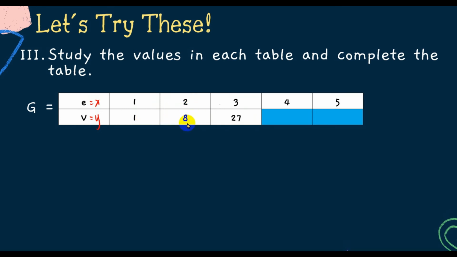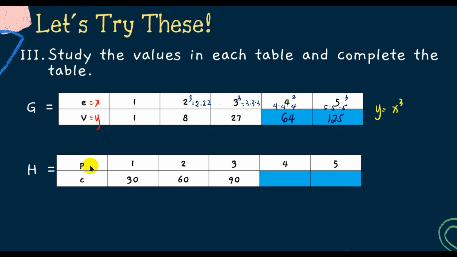So, dito po sa 2 and 8, kung mapapansin nyo po, etong 8 ay ang cube of 2. So, that means meron tayong 2 times 2 times 2 at ang sagot ay 8. Ganon din dito sa 3, 3 times 3 times 3 is 27. So, ganun din po yung gagawin natin dito. 4 cube is 4 times 4 times 4 and that is 64. Also sa 5, 5 times 5 times 5 is 125. So, if we are going to write the rule for this relation, pwede nating sabihin that y is equals to x cube.